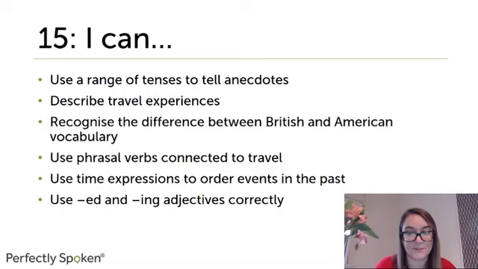Good. And then we reach lesson 15. So let's have a look at some can-do statements if you've studied up to lesson 15. So I can use a range of tenses to tell anecdotes. I can describe travel experiences. I can recognise the difference between British and American vocabulary. I can use phrasal verbs connected to travel. I can use time expressions to order events in the past. And I can use ed and ing adjectives correctly. So well done.